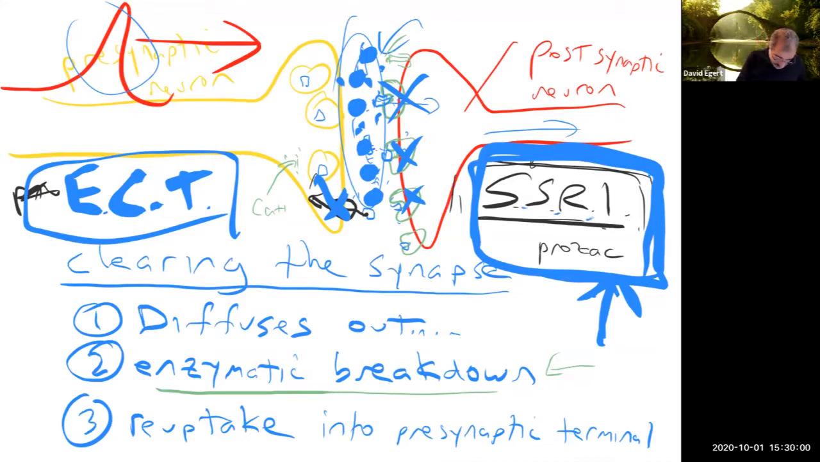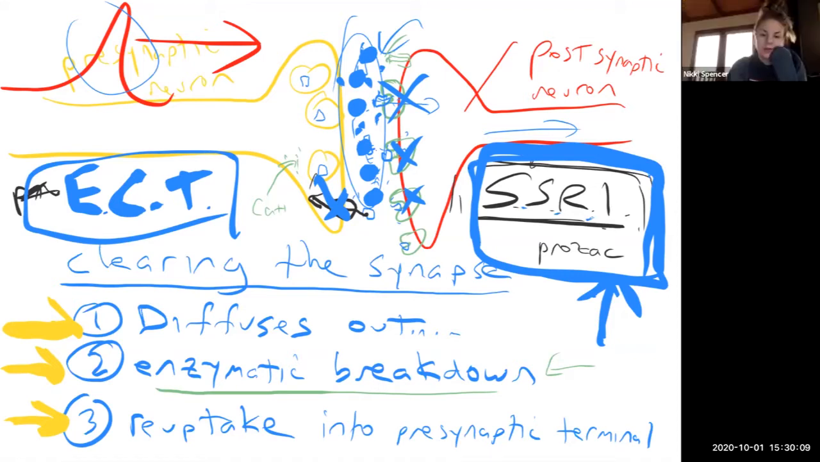So this is stuff you should know. Clearing the synapse. I just have one quick question about that. So you said all of these can happen, it just depends on where it is in the system. Does that mean these three things can happen at the same time as well? Yeah, for sure. Okay, thank you.